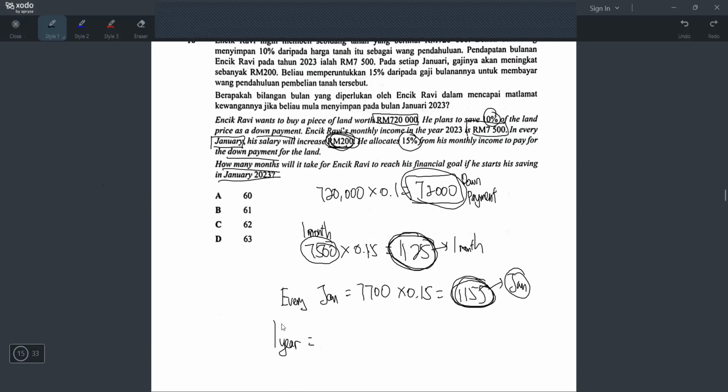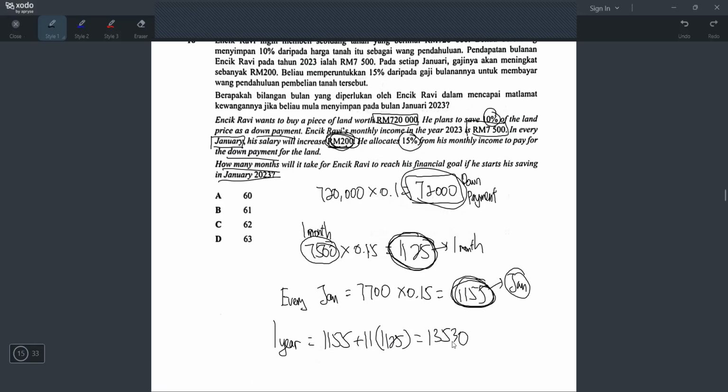So if I want to calculate for 1 year, it will be 1155. Because in the first month, January, you will save 1155. But in the remaining months, February, March, April, June, July, you save 1125 for each month, right? But there's 11 months in total, right? And then the rest of the month, you just save 1125. So 1155 plus 11 times 1125, which is 13530. So what is 13530? This is the amount that you managed to save in 1 year.